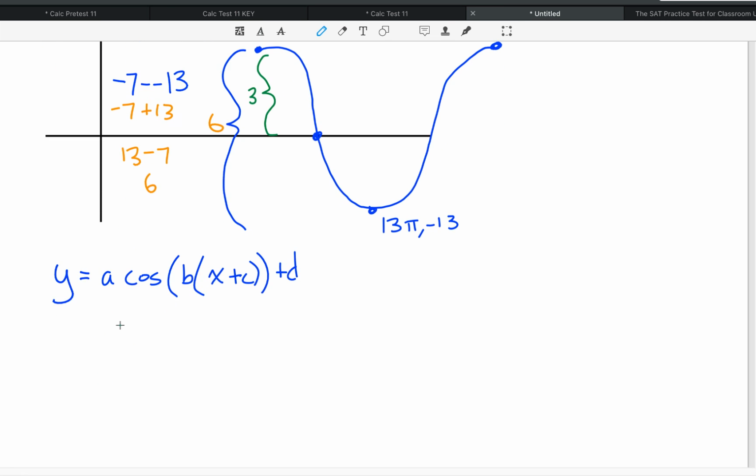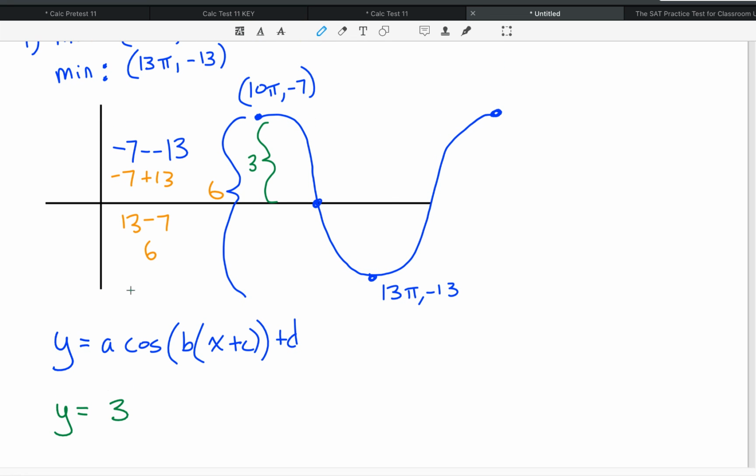We haven't answered that, but we know that the absolute value is 3. That's just the amplitude. So let's start filling in our equation. We know it's 3. We can answer if it's positive or negative right now. I'm going to randomly say, let's start at that point. Again, you can start at any of these points and you'll get the right answer.